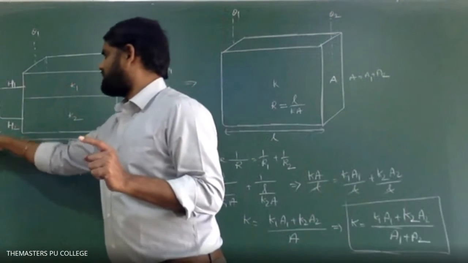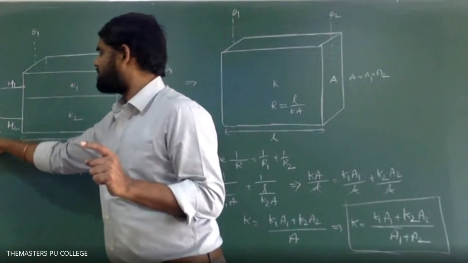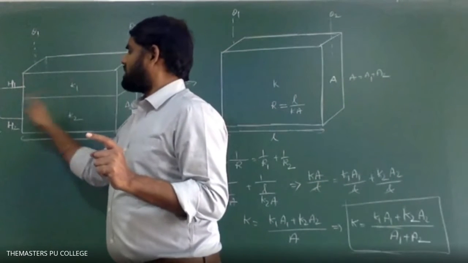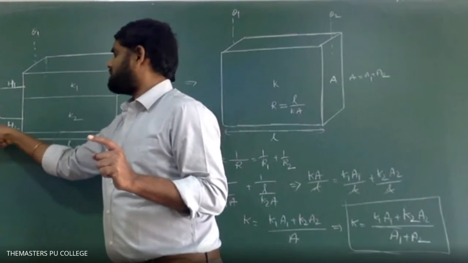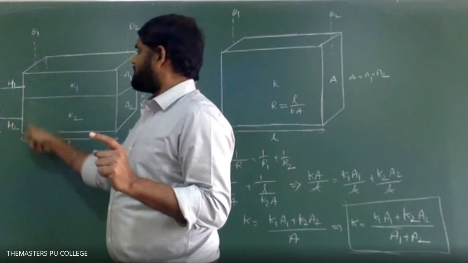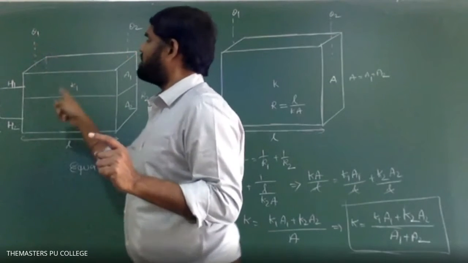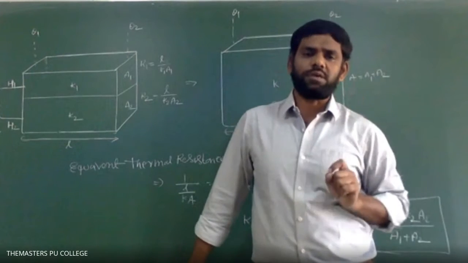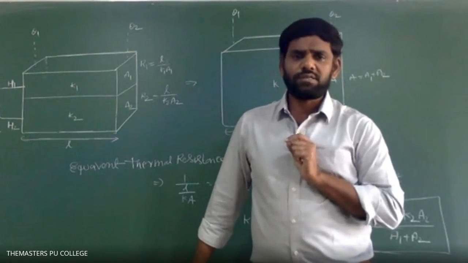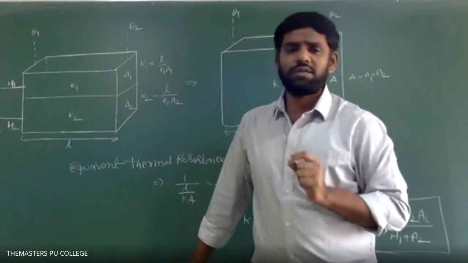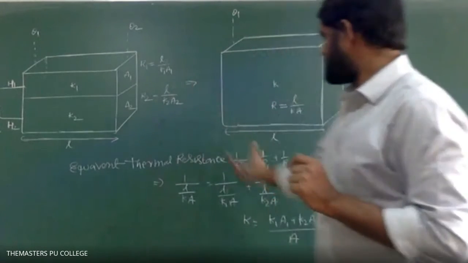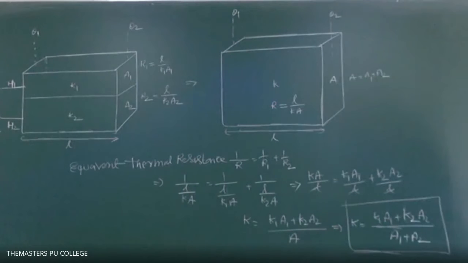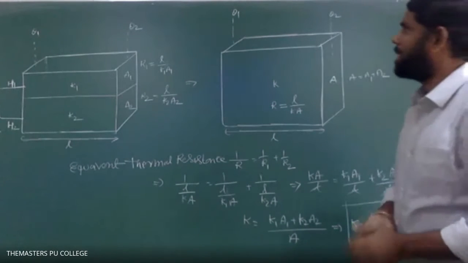The net flow of heat is equal to the sum of the heat flowed through the rods which are connected in parallel, H equals H1 plus H2. And the temperature difference will be the same in parallel combination, and the temperature difference across the conductors will be different in series combination. These are the differences we have noticed in series and parallel combination. Got it? Yeah, just copy this parallel combination.